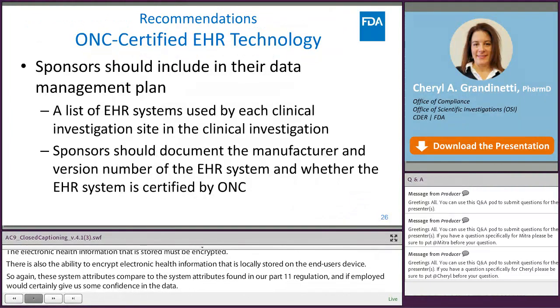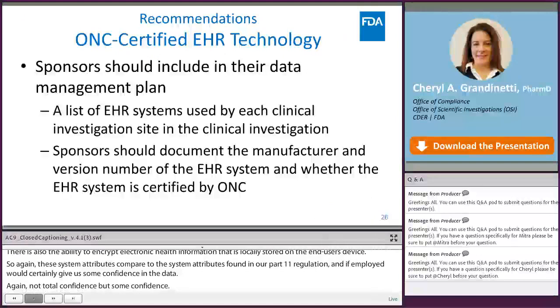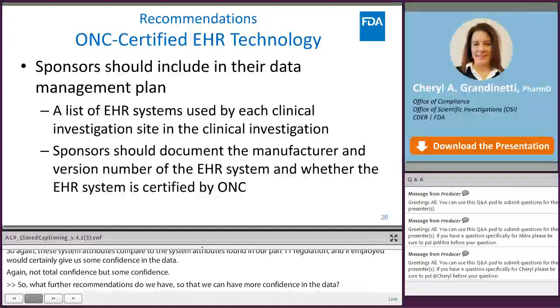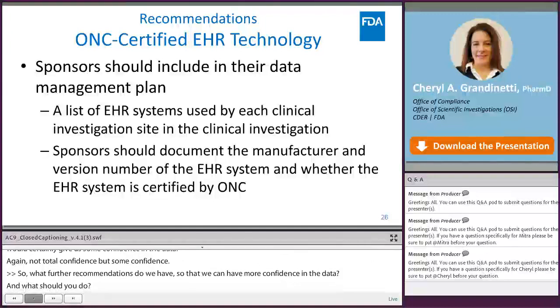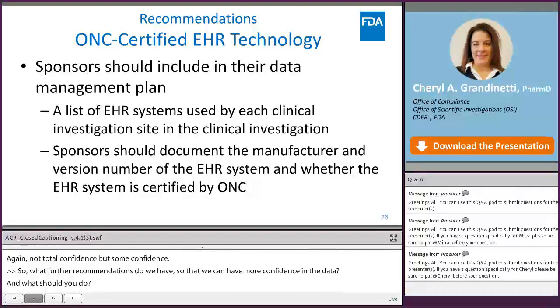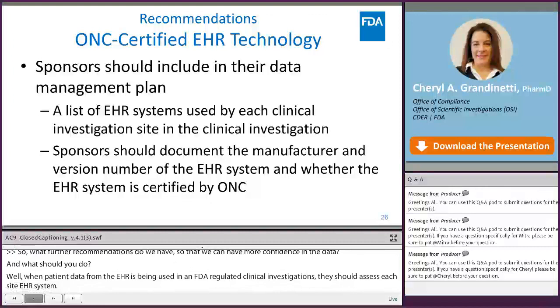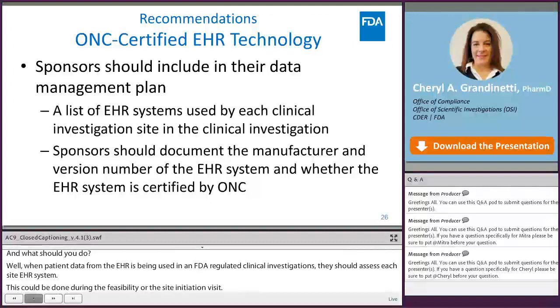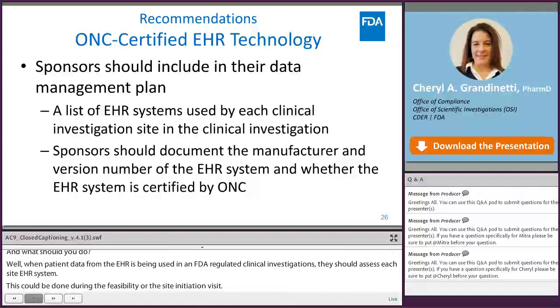So what further recommendations do we have so that we can have more confidence in the data, and what should you do? Well, when patient data from the EHR is being used in an FDA-regulated clinical investigation, the sponsor should assess each site's EHR system. And this could be done during the feasibility or the site initiation visit. The CRA at this visit should document the manufacturer and the version number of the EHR system and whether the EHR system is certified by ONC. And sponsors should include this step in gathering this information in their data management plan.